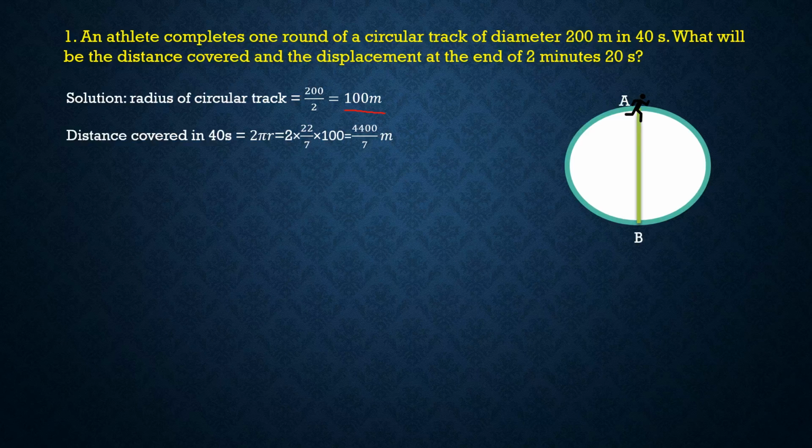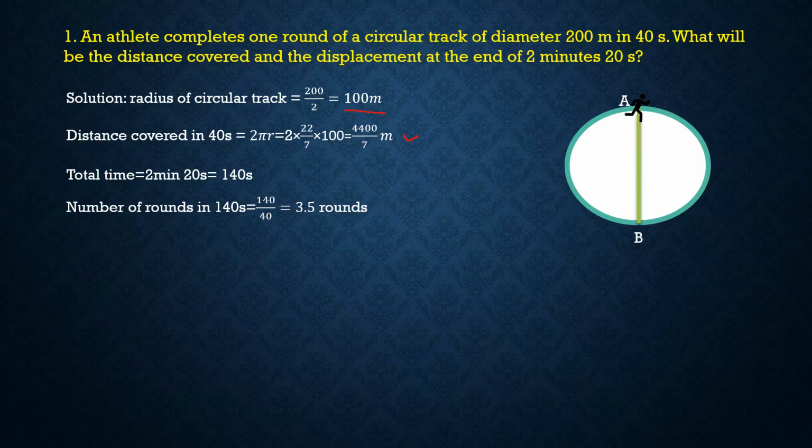So time taken to complete one round is 40 seconds. So when we put the values of pi and r, it will come out to be 4400 divided by 7 meter. Now total time is equal to 2 minute 20 seconds. We have to find the distance covered and the displacement at the end of 2 minute and 20 seconds, which is equal to 140 seconds.